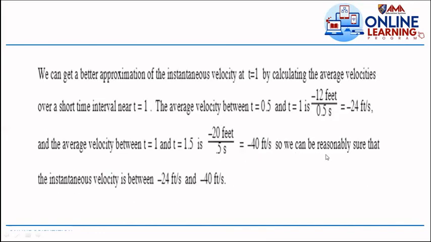So we can be reasonably sure that the instantaneous velocity is between negative 24 feet per second and negative 40 feet per second. So that is our answer.